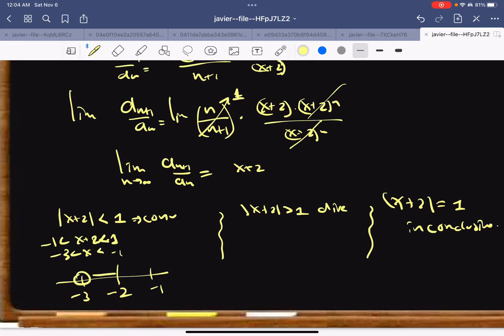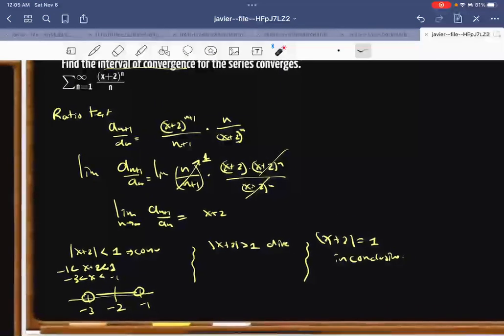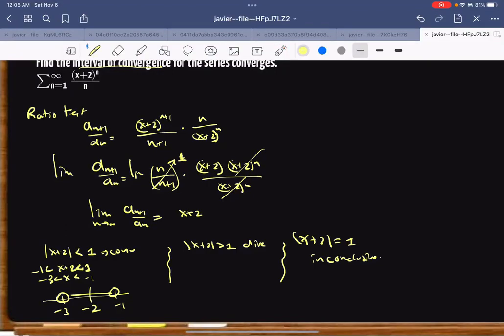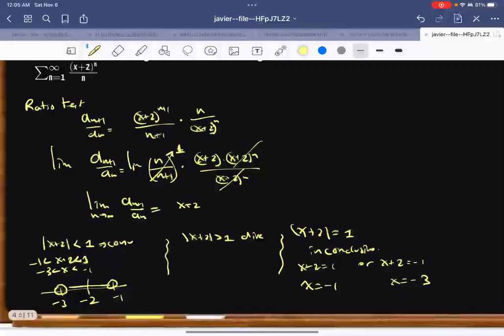All right, so far we know it converges in between and diverges outside. No good, no good based on this. Then we just have to check the endpoints. Let's check. So x plus 2 equals 1 or x plus 2 equals negative 1. So x equals negative 1 or x equals negative 3. So let's check this one.